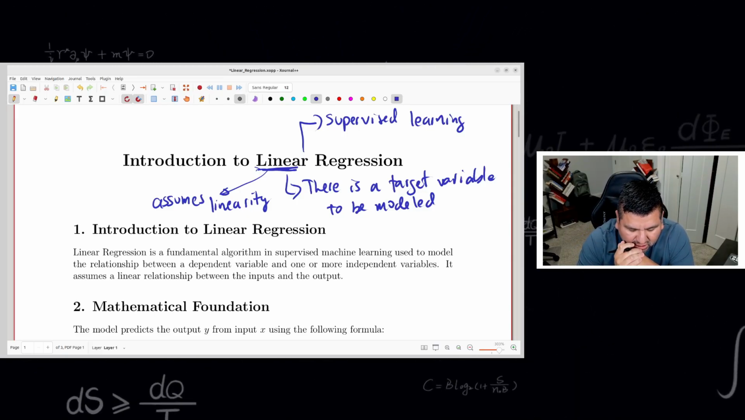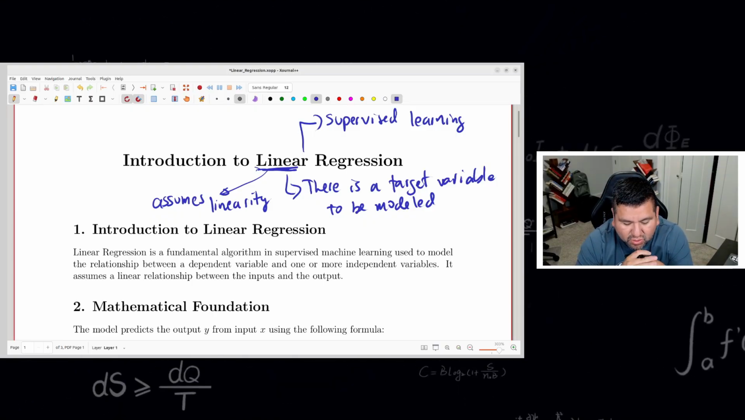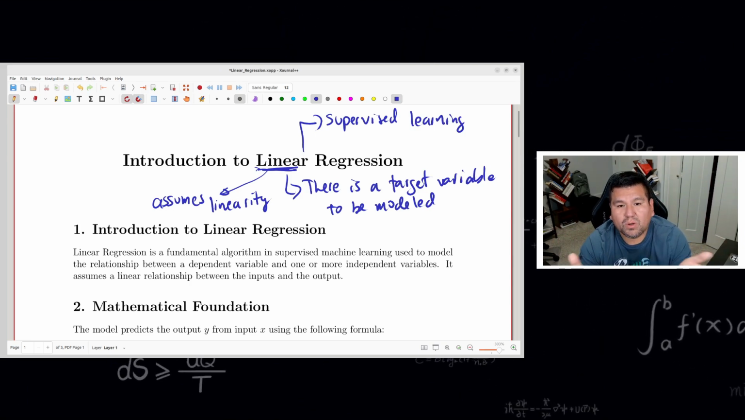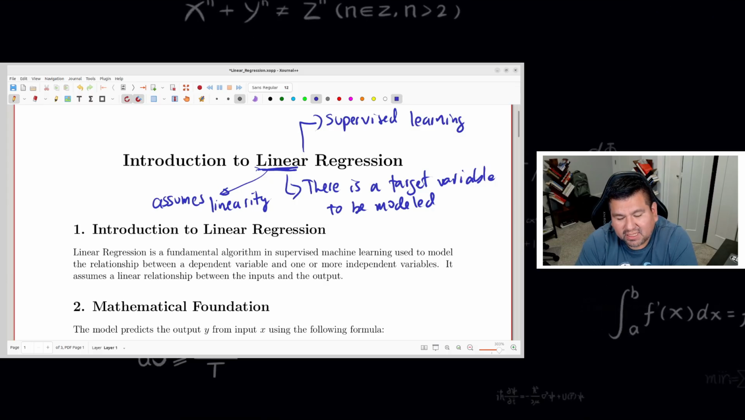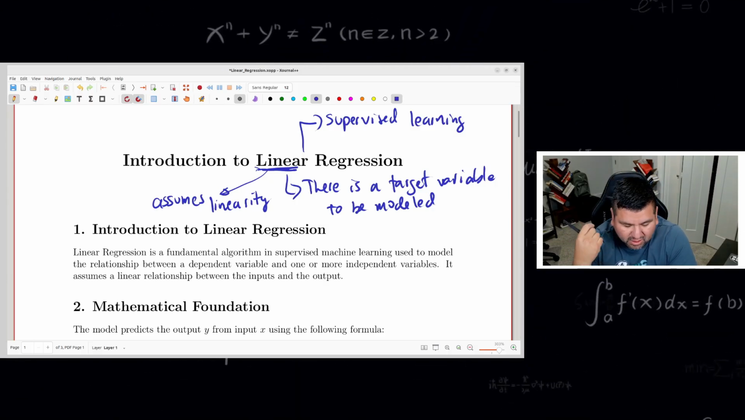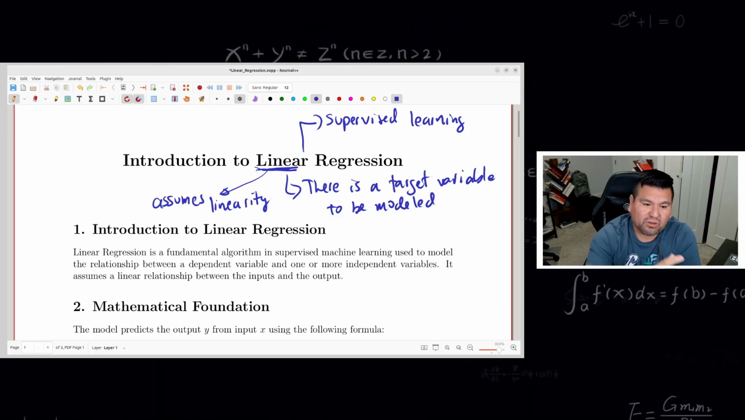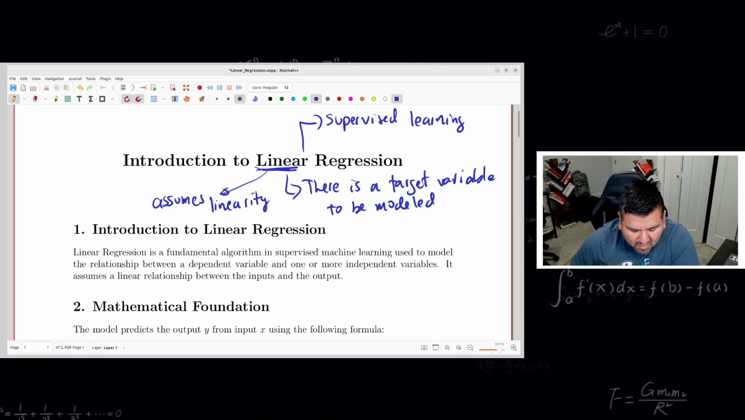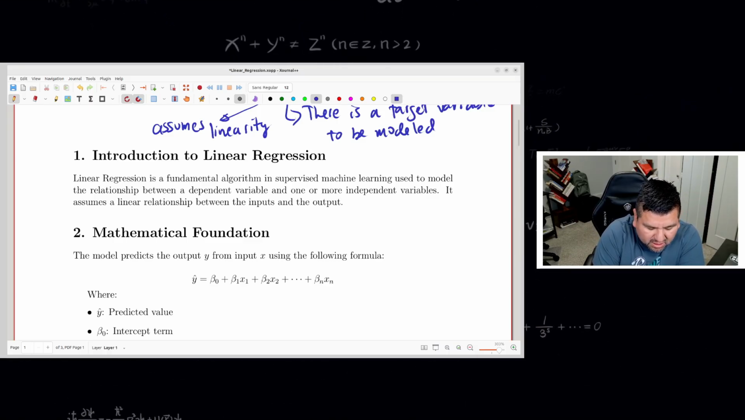Those are the two things I want to highlight about linear regression before we go into more detail about what linear regression is, how the model looks, and how the parameters listed in the model are estimated. It's supervised learning because there is a target variable that needs to be modeled as a function of the input variables, plus the linearity assumption.